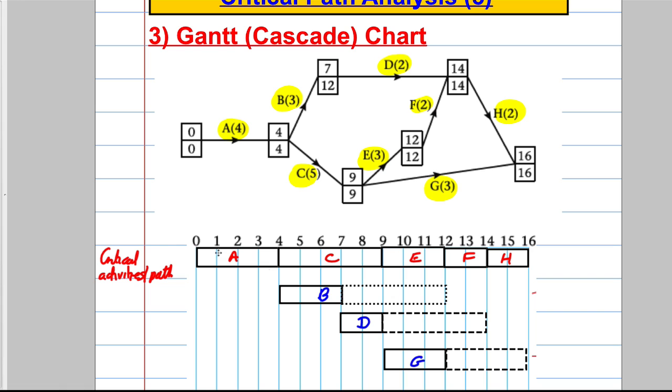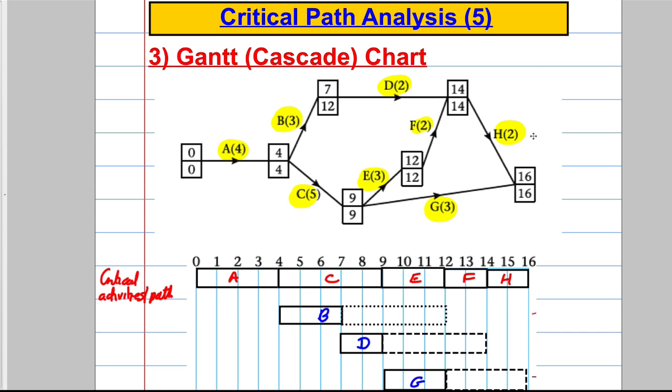And lastly, on your Gantt chart here, you can clearly see that A, C, E, F, and H are the critical activities. These can't be moved at all, whereas you've got flexibility with B, D, and G. So these are the ones that have a float, whereas A, C, E, F, and H are critical.